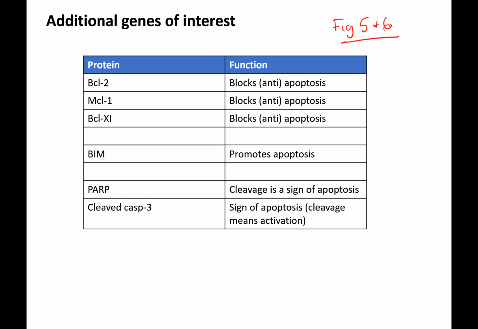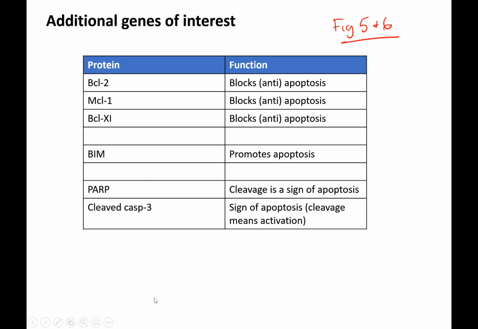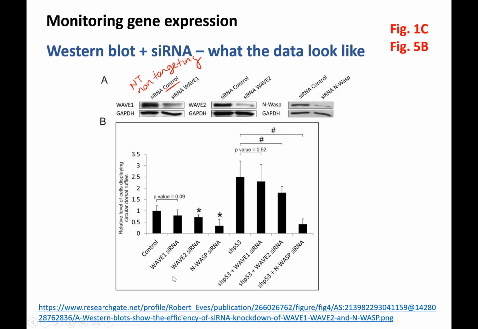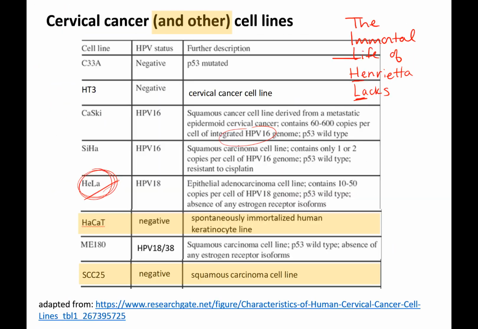Okay, so they're trying to figure out what's happening with E7 and Aurora kinase A and this drug. So again, I'm going to post this on the front home page. This will help you kind of put some of these into perspective as to what's going on in this paper. Important to look at these genes of interest, and then cell line, keeping track of what all these different cell lines mean.